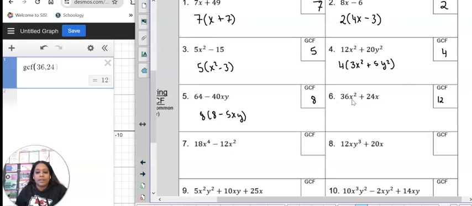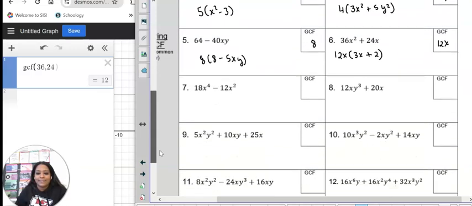12 goes into both of them. And look, this one has an x squared and this one has an x. So the most I can take out is 1x, this x from both of them. So I'm going to do 12x, that's the GCF. And then you have 36 divided by 12, that's 3. And then you have x, because x times x is x squared. Plus 24 divided by 12 is 2. And then the x also gets canceled out. And that's the GCF, guys.